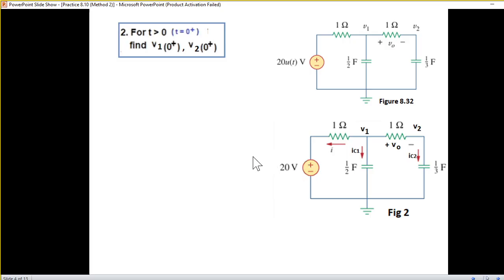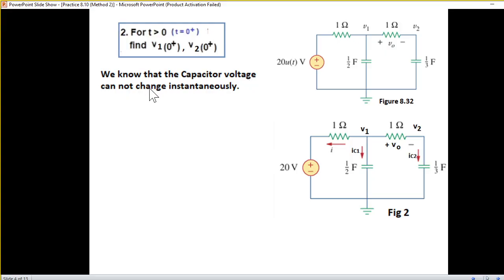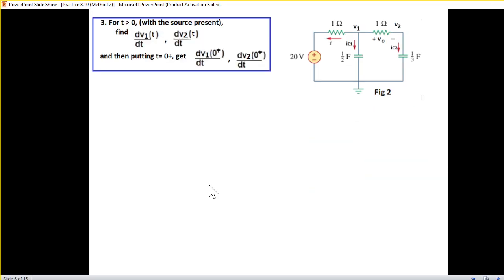a very important property that we'll be using, a property of the capacitor, is that the capacitor voltage cannot change instantaneously. Although we have applied this source, the capacitor voltage was 0 initially, so it will remain 0. V1(0+) is equal to V1(0-), equal to 0. And similarly, V2(0+) is also equal to V2(0-), which is 0.